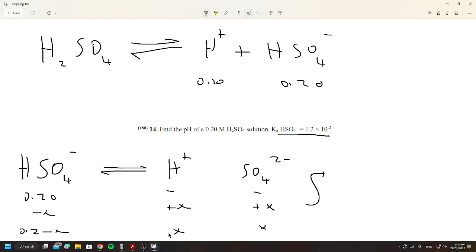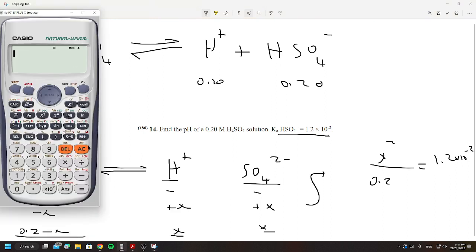So this times this over this. So x times x over this. So x times x is just x squared over 0.2 minus x. Now, we know it's a weak acid, so minus x won't do anything, so we can just cancel that out, or just remove it. And this gives us 1.2 times 10 power negative 2. So x squared over 0.2 equals 1.2 times 10 power negative 2.